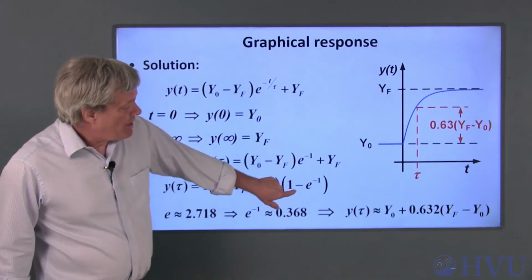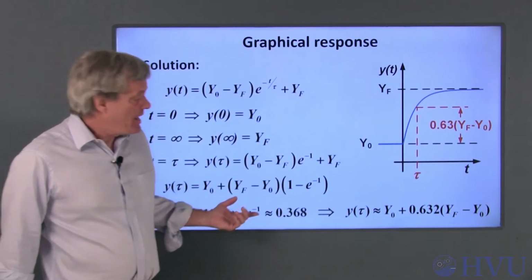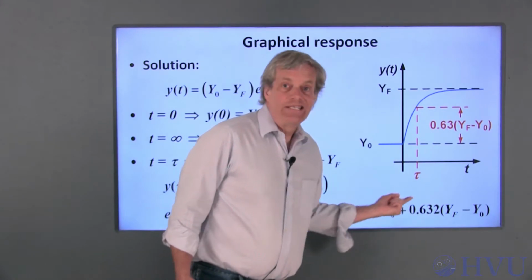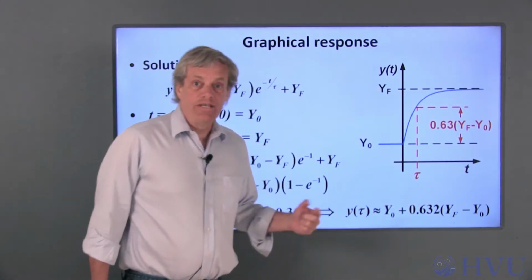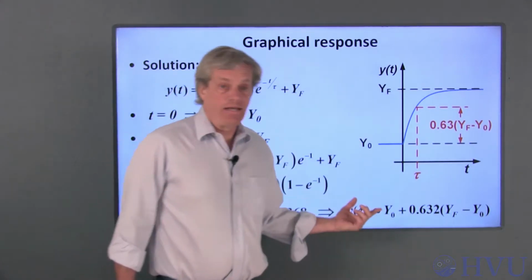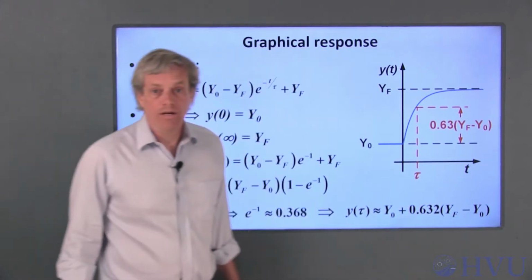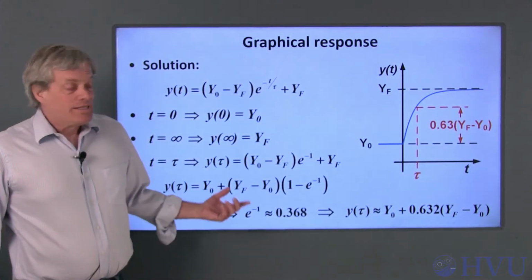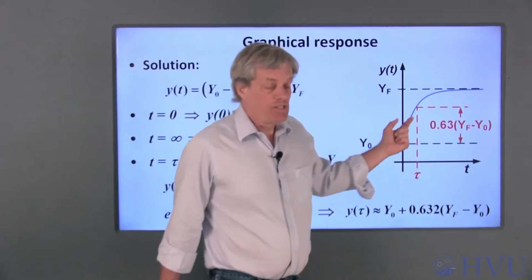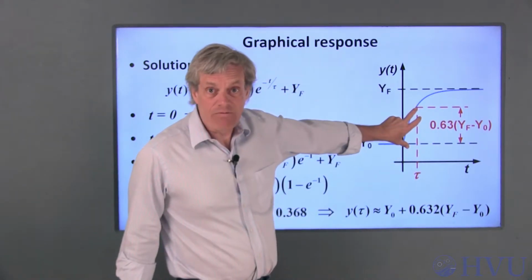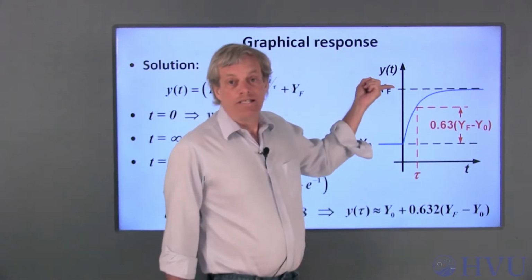That means that 1 minus e to the -1 is equal to 1 minus 0.368, or 0.632. So the value of y at time t equals tau is the initial condition plus 0.632 times yf minus y0. Put another way, tau is the time required for the value of the function to change by approximately 63% of the total change from time t equals 0 to t goes to infinity.